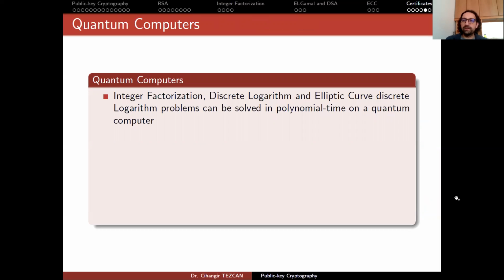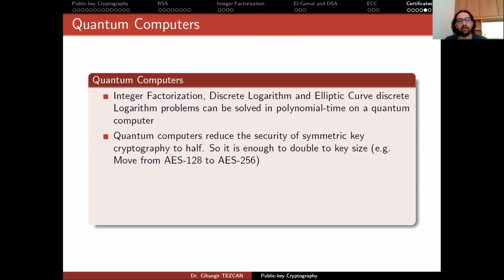So what happens if somebody invents a general purpose quantum computer? We have an algorithm that can break the hard problems we talked about so far, like integer factorization, discrete logarithm, and elliptic curve discrete logarithm problems. They can be solved in polynomial time on a quantum computer, but nobody has invented such a computer yet. Also, quantum computers reduce the security of symmetric key cryptography by half, so it is enough to double the key size.